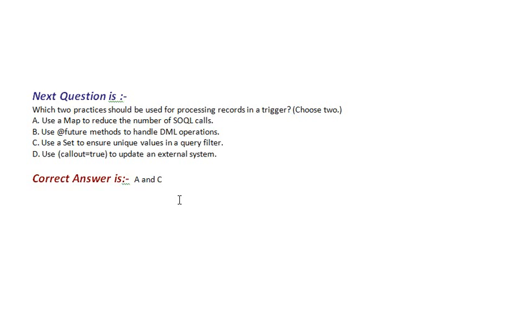Moving on to the next question. Which two practices should be used for processing records in a trigger? Choose two. Option A, use a map to reduce the number of SOQL calls. Option B, use @future methods to handle DML operations. Option C, use a set to ensure unique values in a query filter. And option D, use callout=true to update an external system. The correct answer is option A and C.